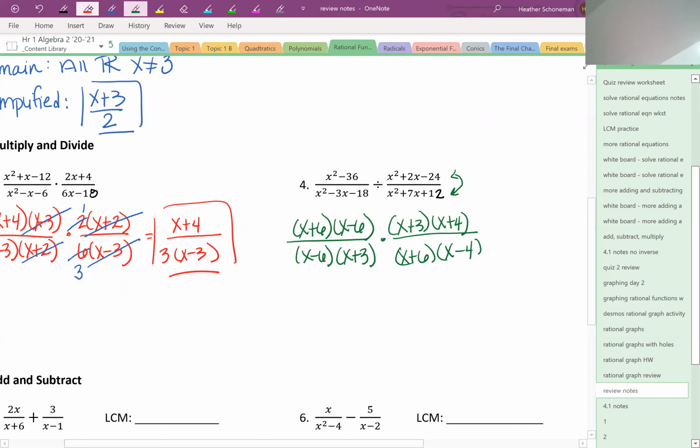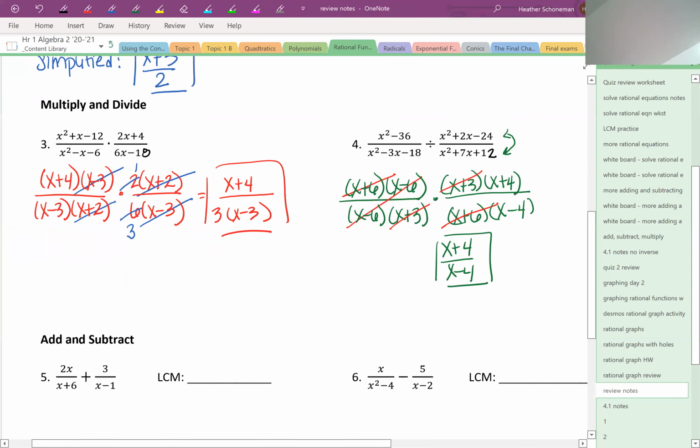Okay, again, when we're canceling, we can only do 1 for 1. So the x minus 6's can go. The x plus 3's can go. The x plus 6's can go. And that leaves me with x plus 4 over x minus 4. Those 4's cannot simplify because they're attached with pluses or minuses. And when you have that, you can't break them up.